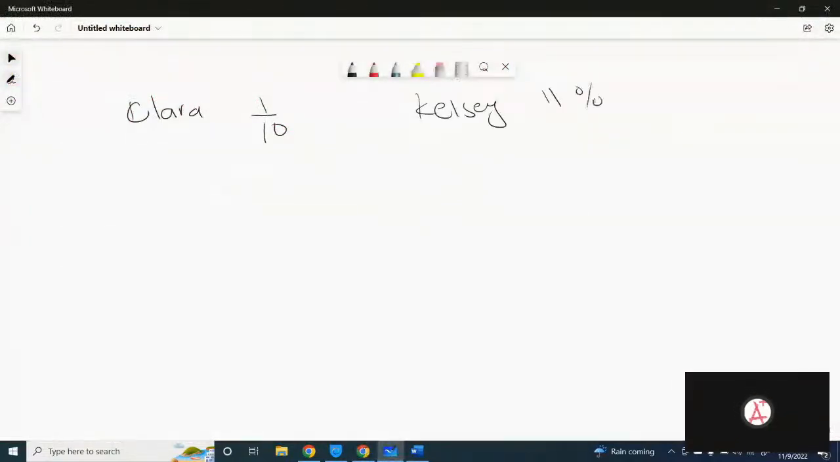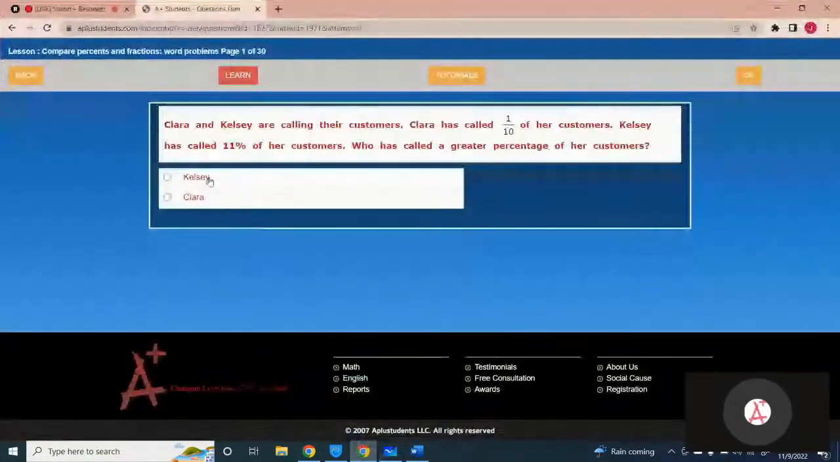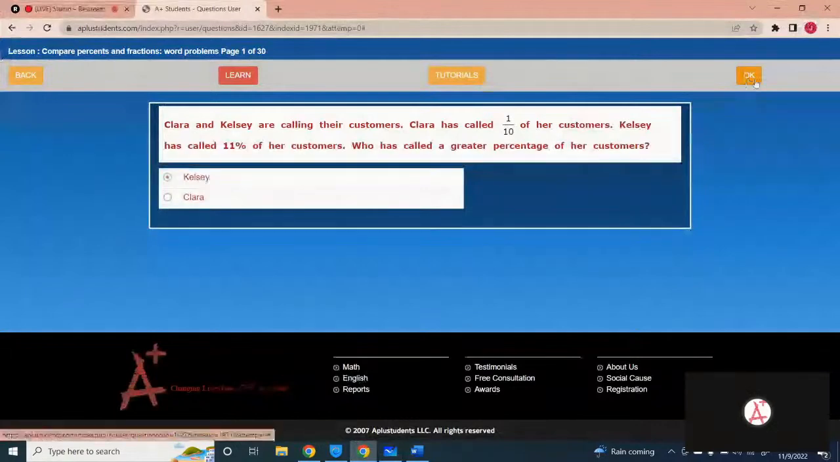So first of all, convert 1 by 10 to the percentage form. Simply divide 1 over 10, it would be 0.1. To convert it into the percentage form, just multiply it by 100, it would be 10%. Got it? So you have to compare who has called more customers. Kelsey has more. Got it? So just select the correct option and click on the OK button.